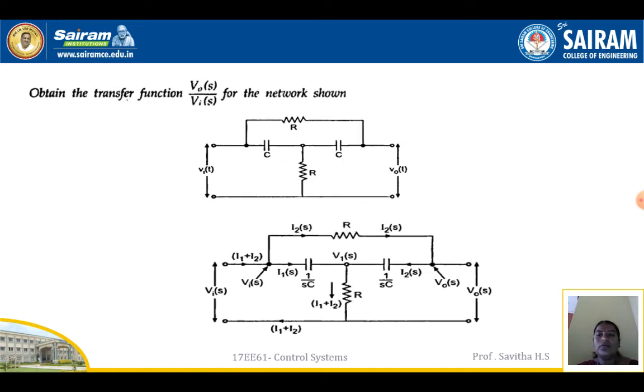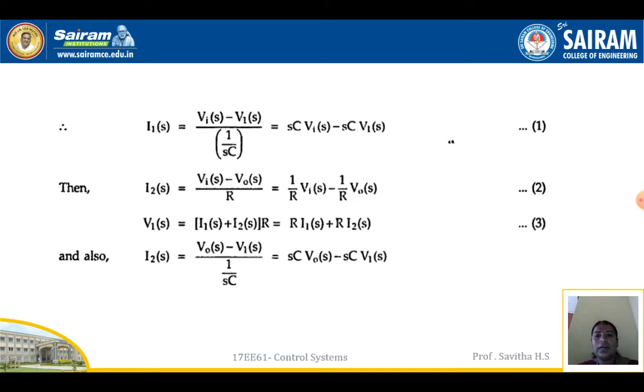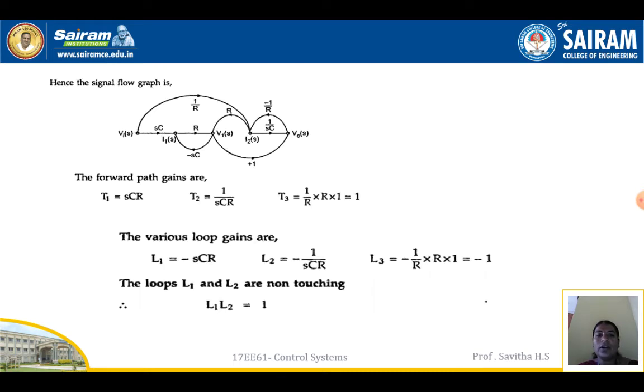Obtain the transfer function V0 of s by Vi of s. So by using the Laplace transform, the first equation is I1 of s is equal to s C Vi of s minus s C V1 of s. Then I2 of s is equal to 1 by R V1 of s minus 1 by R V0 of s. V1 of s is equal to R into I1 of s plus R into I2 of s. And also V0 of s is equal to I2 of s into 1 by sC plus V1 of s. Hence the signal flow graph is as shown.